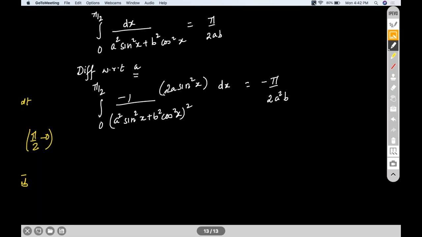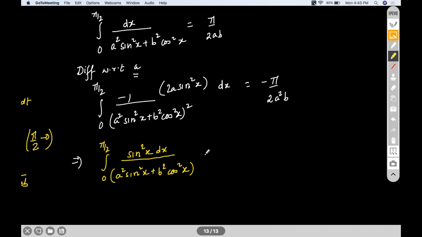Okay. So I'll drop the minus 2a terms from both the sides. So this I can write as integral from 0 to pi by 2 of sine square x dx by (a square sine square x plus b square cos square x) whole square, and dropping the minus 2a term, that will become pi by 4 a cube b. Is that fine?